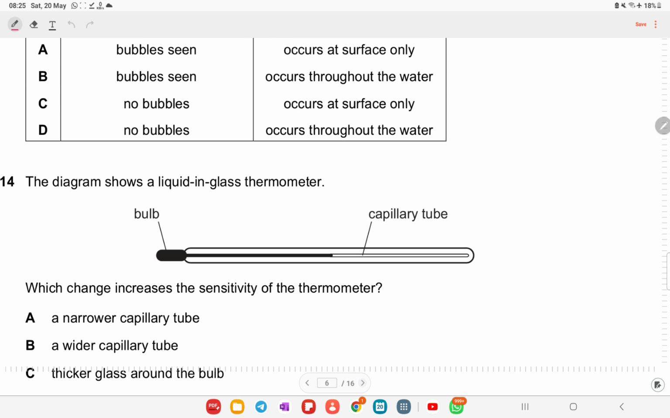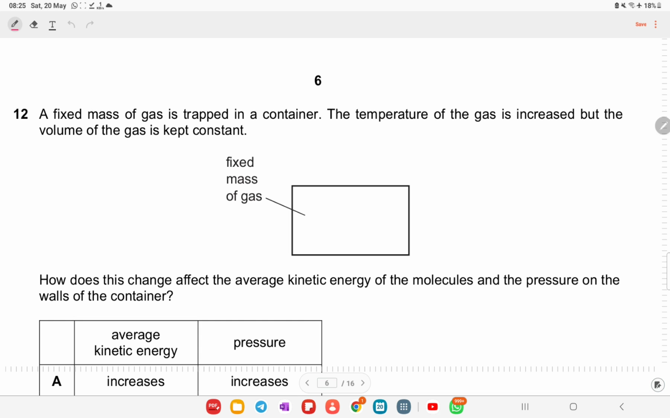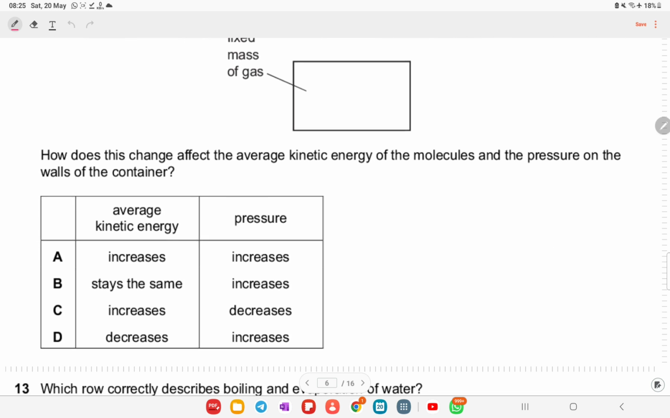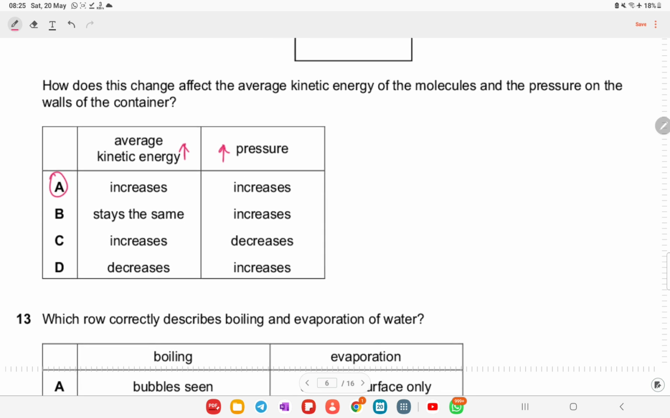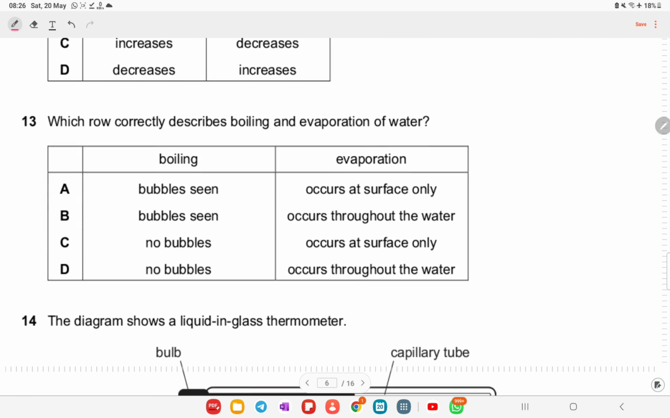Okay, so moving to the next question, and it states that a fixed mass of gas is trapped in a container. The temperature of the gas is increased, but the volume of the gas is kept constant. How does this affect the average kinetic energy of the molecules? So obviously, the average kinetic energy of the molecules is going to increase. So when the average kinetic energy increases, the pressure of the gas will also increase, because the molecules are going to exert more force onto the walls.